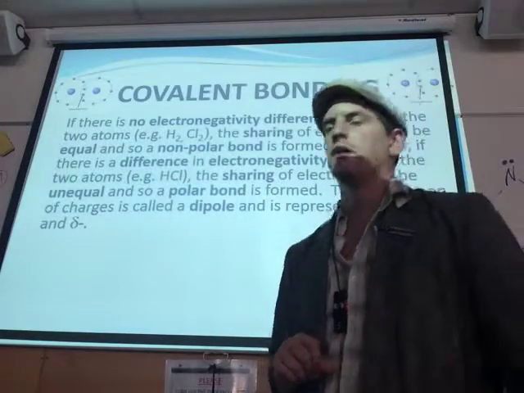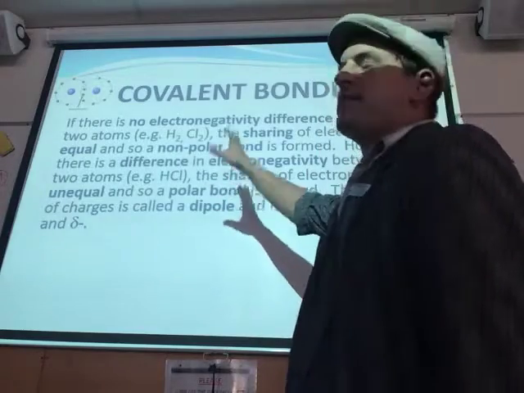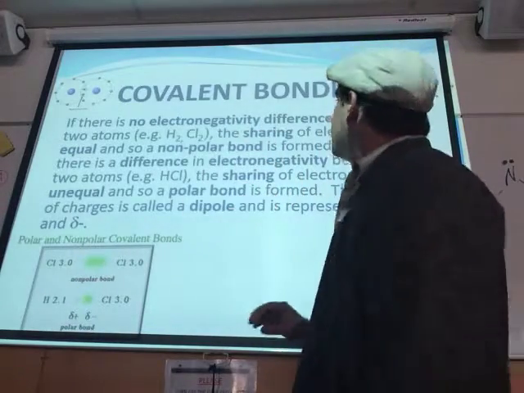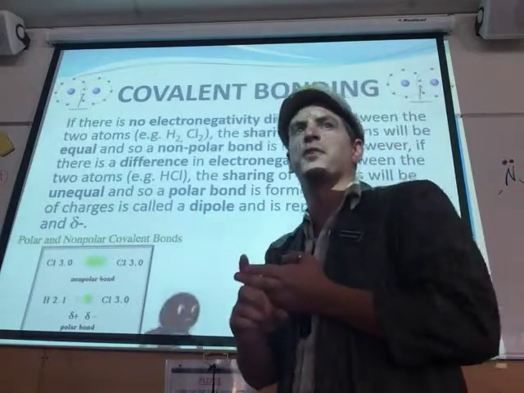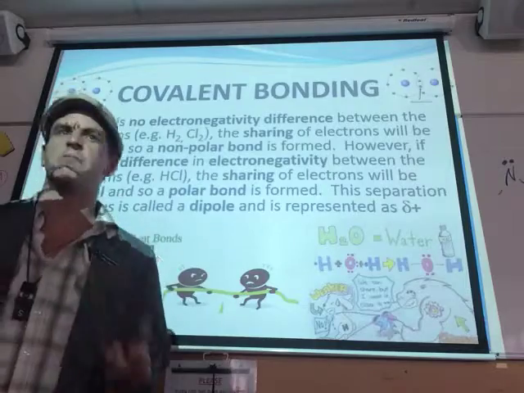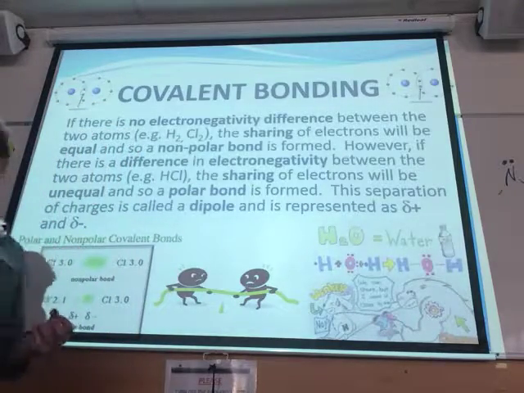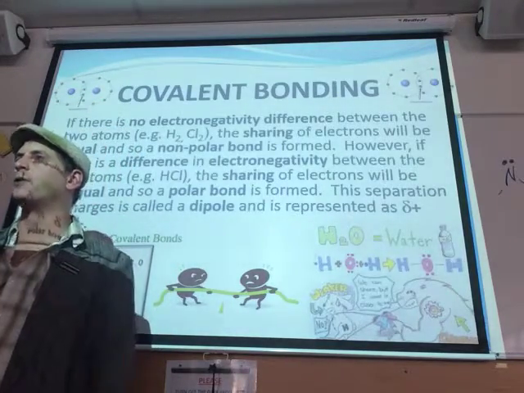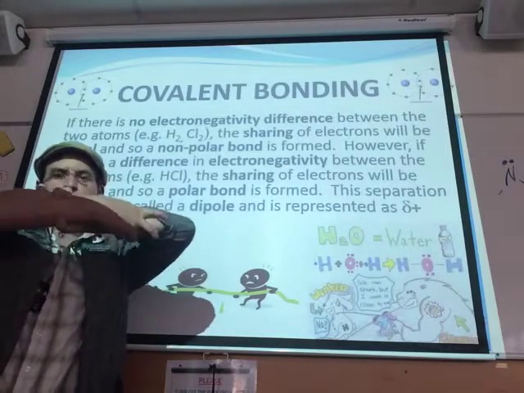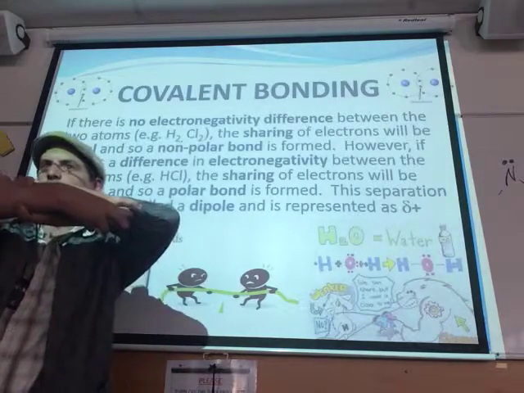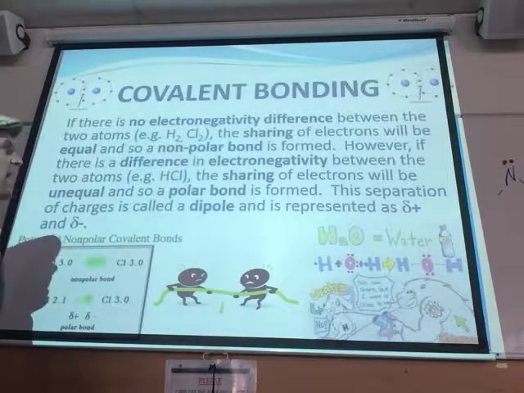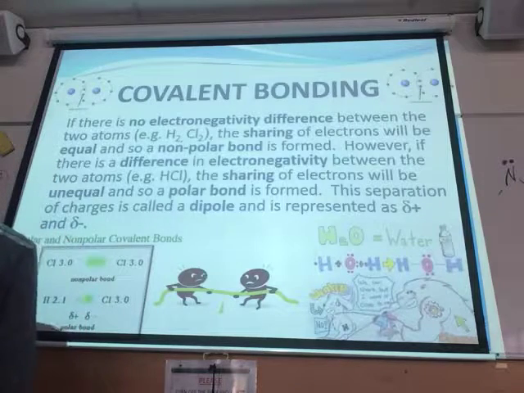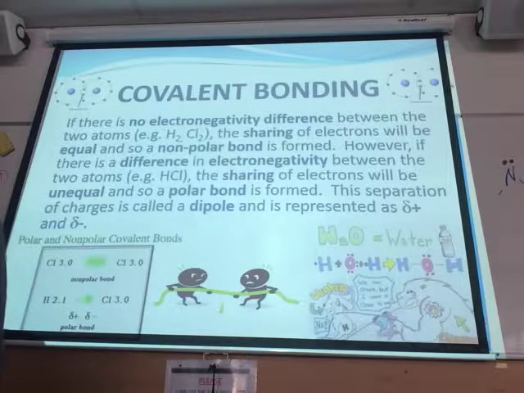So, if there is no electronegative difference between the two atoms, hydrogen gas or chlorine gas, for example, if they're the same elements in that molecule, okay, the sharing of the electrons will be exactly equal. Because the strength is equal, the strength at which they pull each other is going to balance out. And we call that a non-polar bond. If it's the same element, it's a non-polar bond.